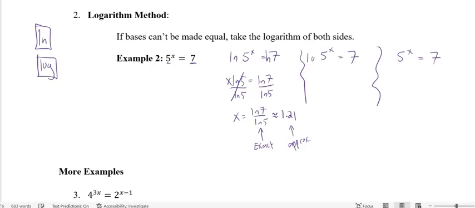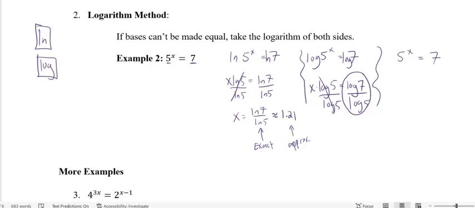How about I take the common log? That's on my calculator, common log of both sides. Well, I can use the same property. Log base 10 of 5 to the x is equivalent to x times the log base 10 of 5. And that's equal to, I took the common log, or log base 10, of 7. And look, I get the same kind of situation here. To solve for x, I would divide by log base 10 of 5.